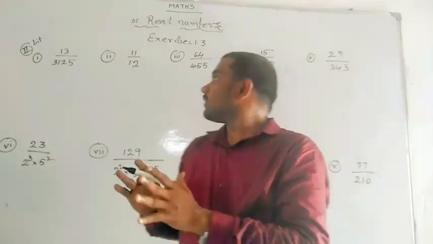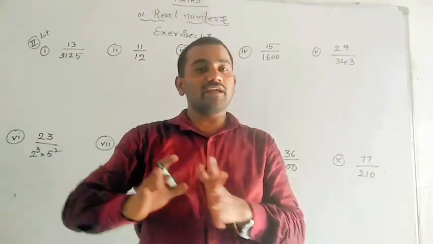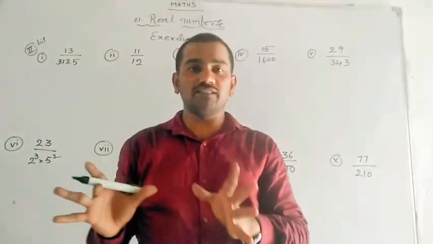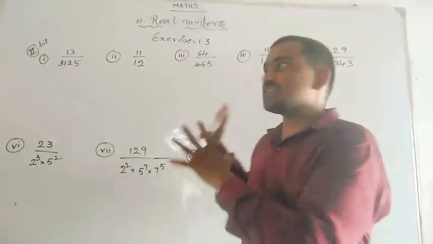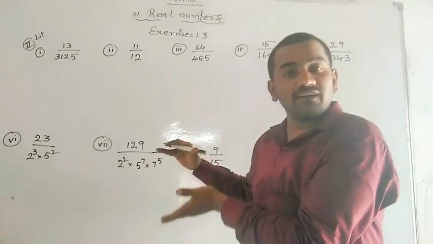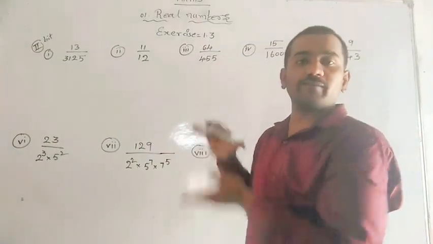So here the second bit will tell us, without performing the actual division, whether these fractional forms p by q will give us terminating decimal numbers or non-terminating decimal numbers.